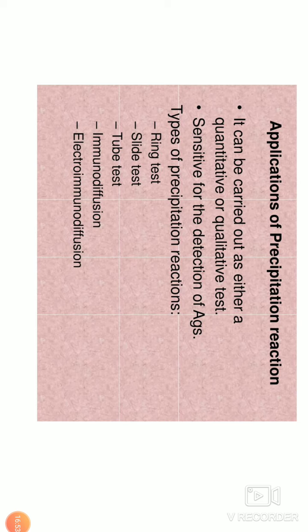In a clean slide, a drop of antigen is taken and a drop of antibody is mixed. Flocules appear. For example, the VDRL slide test, which is used for detection of syphilis, is an example of a precipitation slide test. Then the tube test, where antigen and antibody are allowed to react in tubes to form precipitate. An example is Kahn's test for syphilis, which is done in a tube. Then precipitation in gels, where you have immunodiffusion, single diffusion, double diffusion, and then electroimmunodiffusion. Those things we will take up in detail.